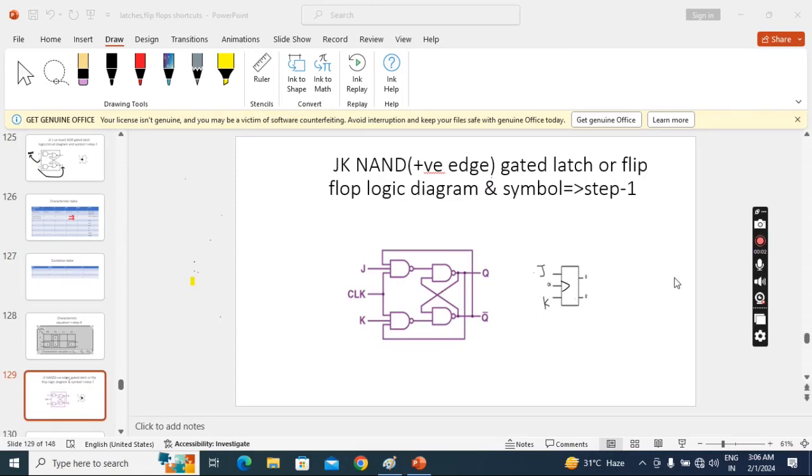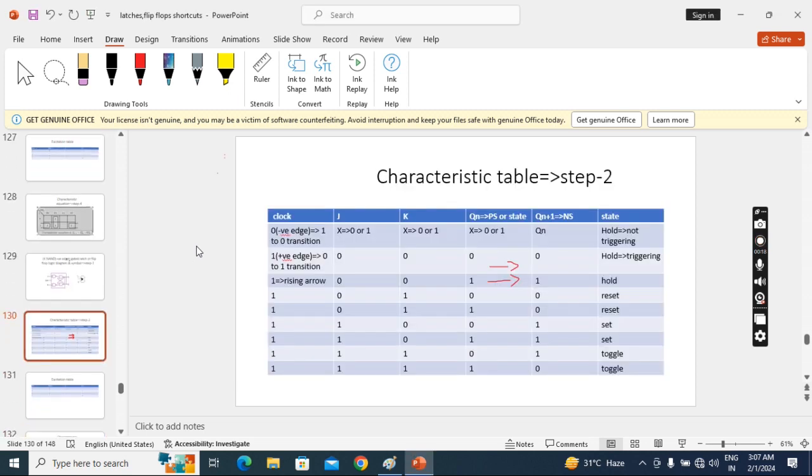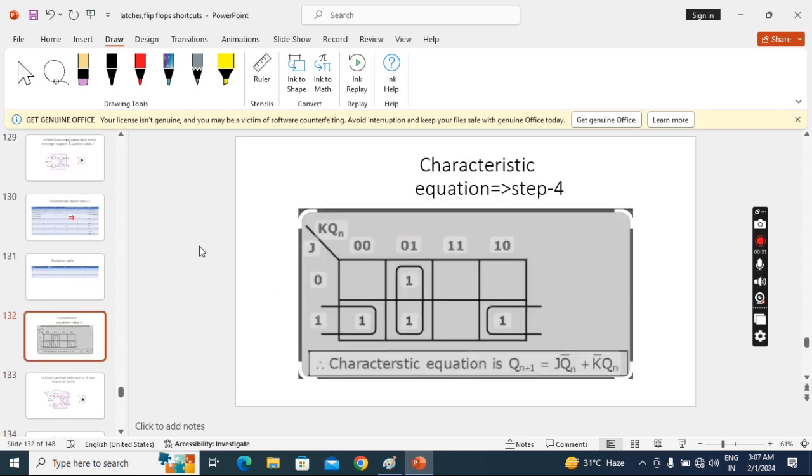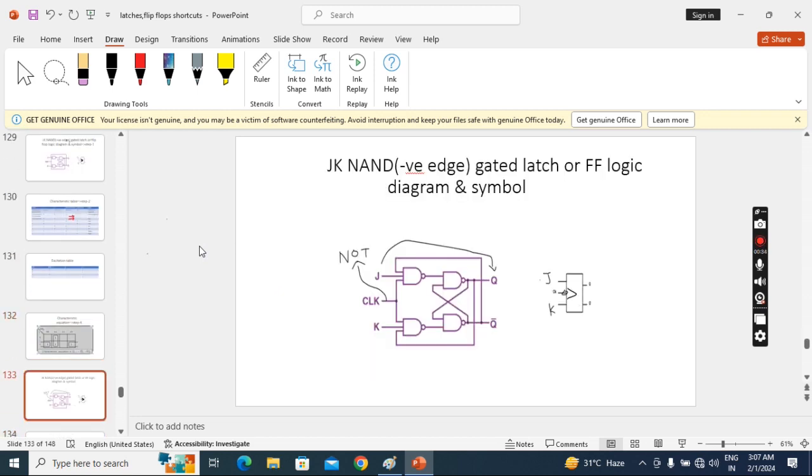In this lecture, we'll see about JK flip flop with NAND latch part and with positive edge. Here a triangle will come, and everything else remains the same as the JK latch. This table is the same as the latch. The latch works with levels, while this one works with edges. That you have to know. The excitation table and characteristic equation are the same as the latch.